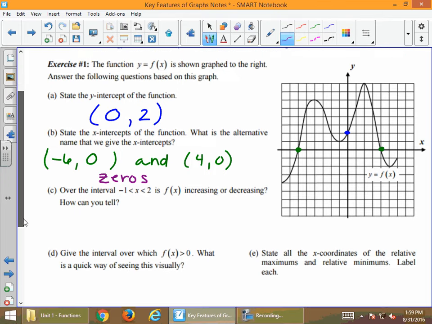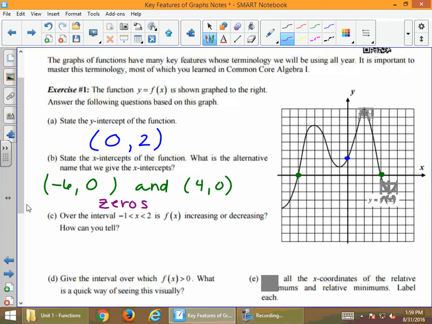First, it says over the interval -1 to 2, is this function increasing or decreasing? Okay. Remember, we read things in math like you would read a sentence in English. So we read it from left to right. You wouldn't open a book and read it backwards, from right to left. That would be really hard to figure out what the words are. You have to read it from left over.